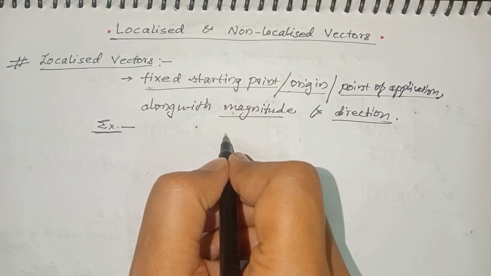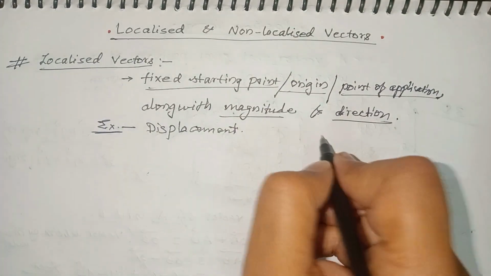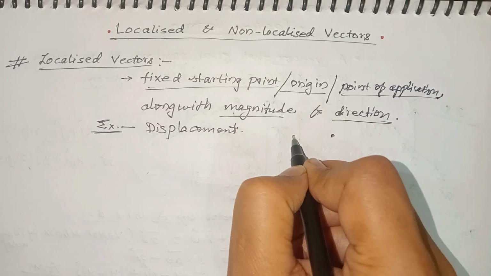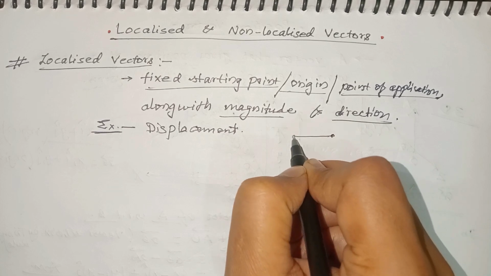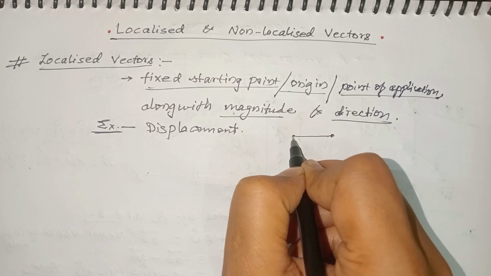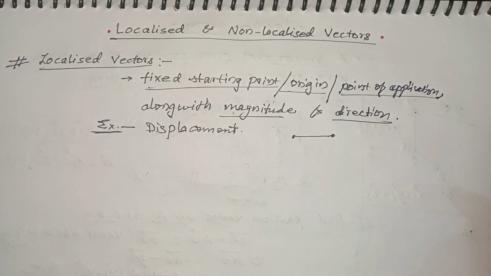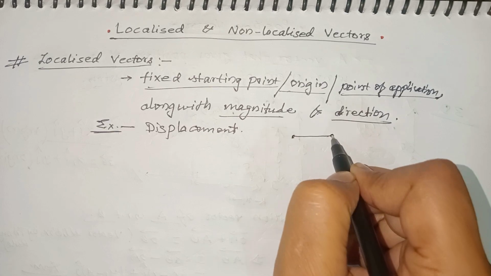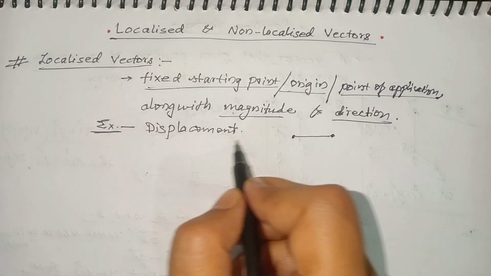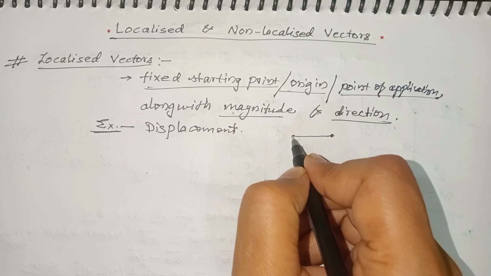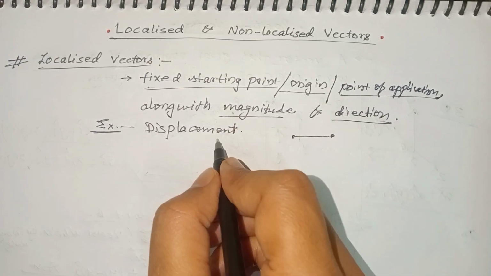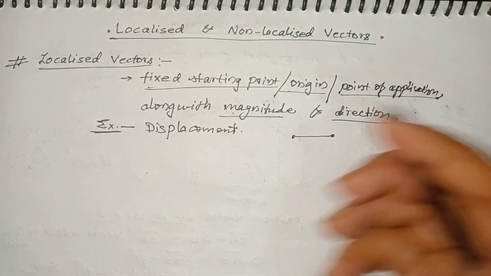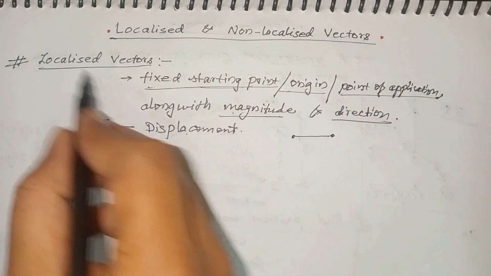This is the displacement vector. For example, suppose I am here, and I have moved from here. Then the displacement will always be with respect to some other point, and this is the starting point. We must have one starting point to calculate displacement. There is also a final point and an initial point. Displacement is final position minus initial position. Initial means a starting point. So displacement is a localized vector.